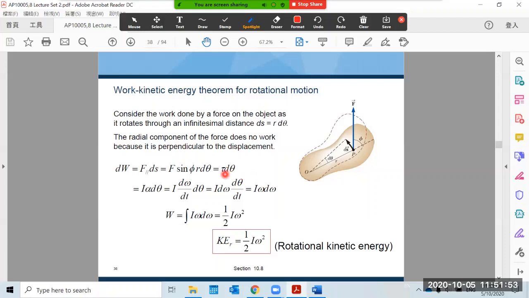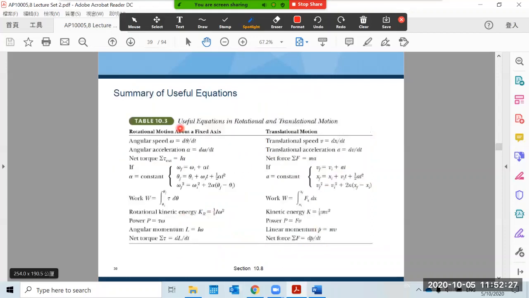Of course, if the torque and the angular displacement are in the same sense of rotation, that would be positive work done. If they are in opposite directions, that would be negative work done. When you have work done, you would be changing the motion of the rotating object, and that would be converted into rotational kinetic energy. We have talked about it before: KE for rotational form is 1/2 I omega squared. And here we have summarized a number of equations for linear and rotational motion.